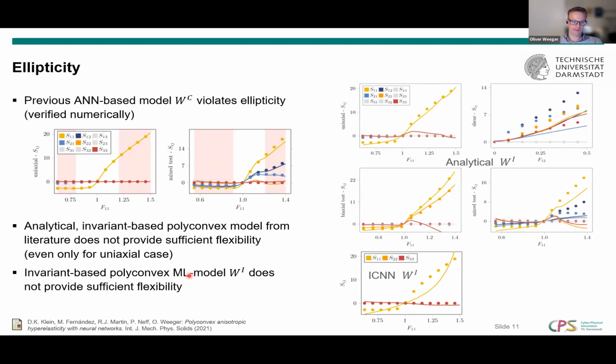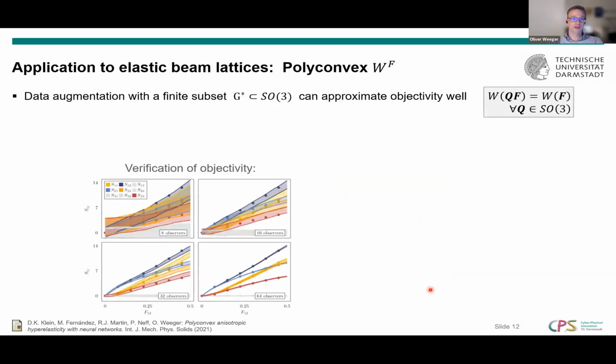And where did I stop? Yeah, and then we have the input convex neural network WI that I introduced on the previous slide, and this is also not very good in this case. It does not have the flexibility it needs in order to represent the correct behavior, because it uses the invariants, and we don't have the guarantee that the invariants for the cubic symmetry can represent all sorts of behavior.